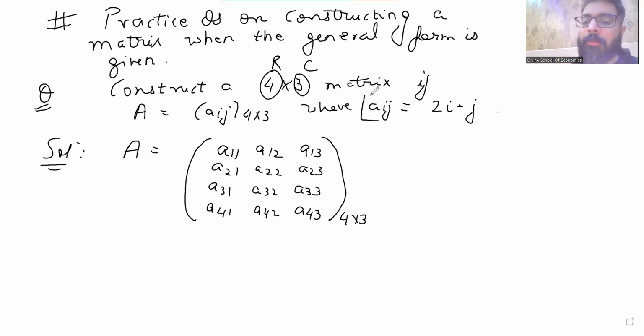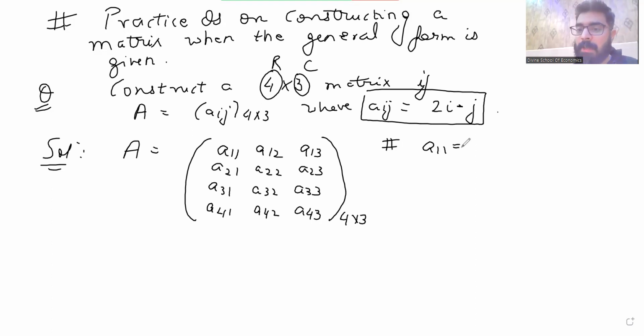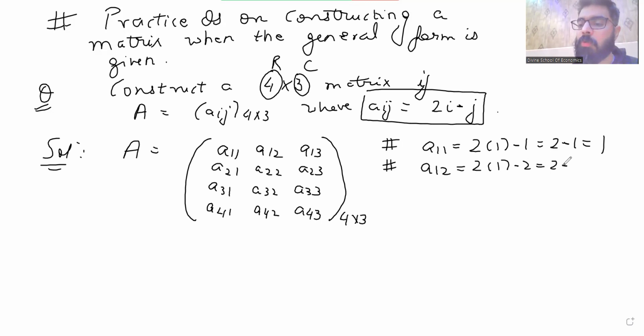Now we are given the general form. Aij is 2i minus j. So can I quickly calculate what A11 will be? Put i and j both as 1. So I get 2 into 1 minus 1, which is 2 minus 1, which is 1. What will A12 be? Put i as 1, j as 2. So 2 into 1 minus 2, which is 2 minus 2, which is 0. What will A13 be? Put i as 1, j as 3. 2 into 1 minus 3, which is 2 minus 3, which is minus 1.